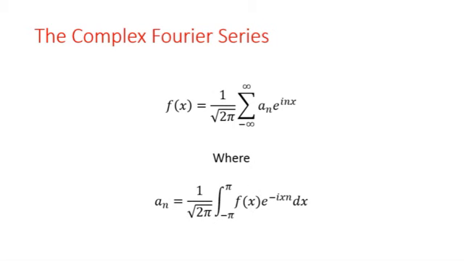To summarize, we can write the vector f of x as a linear combination of the given basis vectors, with coefficients determined by the inner product. This is what we call the complex Fourier series.